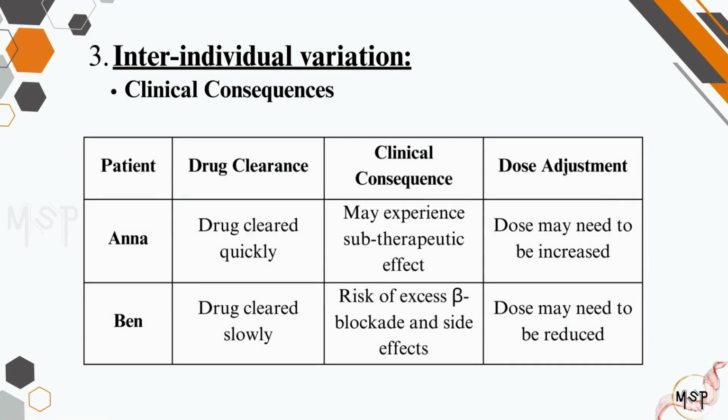Clinically, Anna might experience subtherapeutic effects unless her dose is increased, whereas Ben could be at risk for excessive beta blockade and side effects unless his dose is reduced. This variability underscores why understanding a patient's genetic makeup can help personalize drug therapy rather than assume a one-size-fits-all approach.